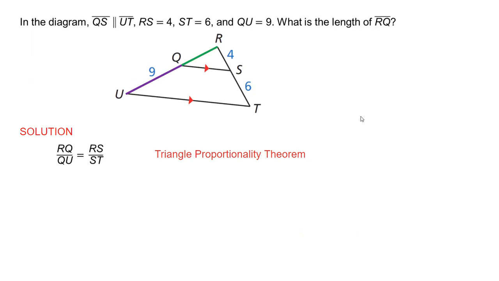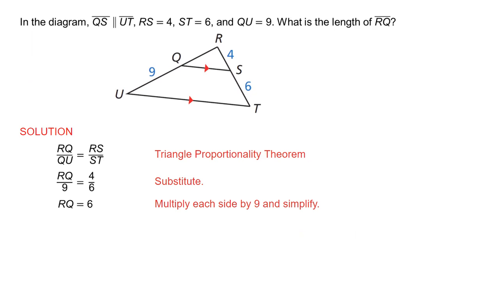So we're going to plug just those numbers and those units into each other. RQ is what we're still trying to solve for, so we leave that one blank. 9 is equal to QU, 4 is equal to RS, and 6 is equal to ST. And then we are solving by cross multiplying. So multiply both sides by 6 and 9, and then divide both sides by 6, 30 to get 6 is the length of RQ.